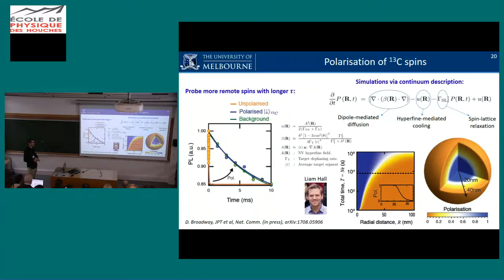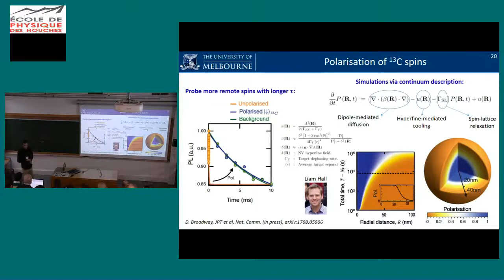So to get an estimate of how far we polarize, we developed a model. Liam Hall developed this model, which is a continuum description of the polarization at a given point in space. You have dipole-mediated diffusion, you have hyperpolarization-mediated cooling, which is our cross-relaxation effect from the NV, and also spin lattice relaxation, which will limit the extent of that volume. And the simulation shows that after I think 5 hours of polarization, which is as in experiments, we get a fully polarized path within 20 nanometers of the NV.